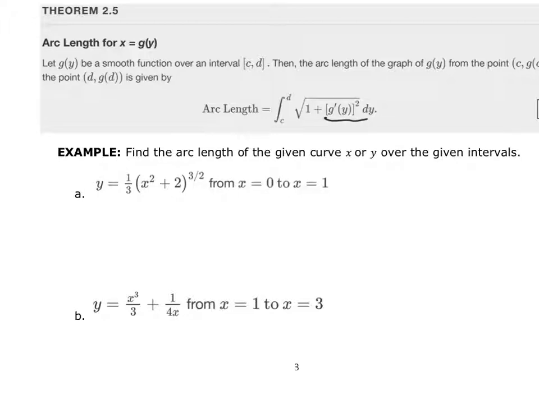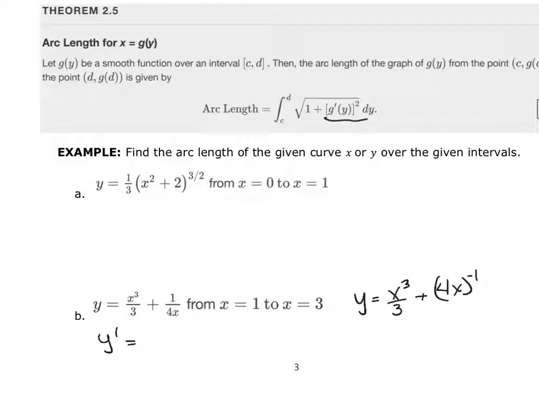Okay, B. So the first thing I want to do is find my derivative. So y prime is equal to, I'm going to rewrite y as equal to x cubed over 3. That's not a big deal. But I'm going to rewrite 4x raised to the negative 1, so that when I do my derivative, I remember to pull that negative down and then do the square root.